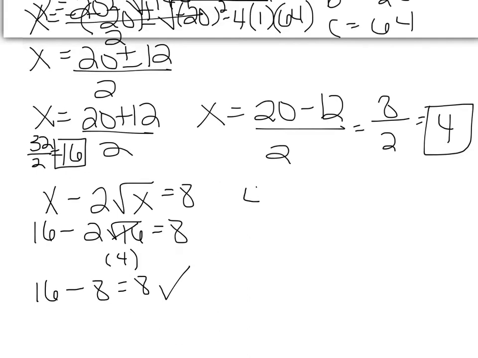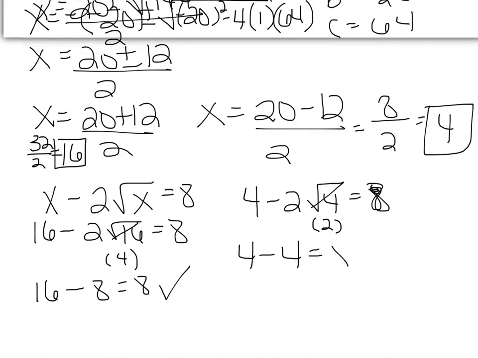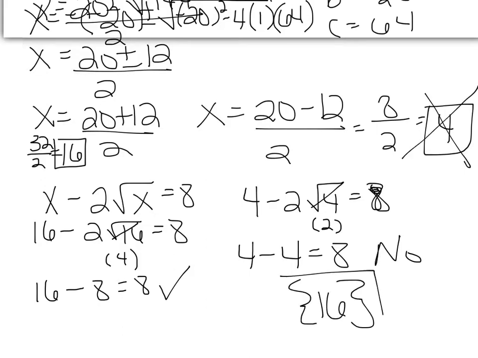Now let's plug in 4. 4 minus 2 square root of 4 is equal to 8. Square root of 4 we know is 2. So we have 4 minus 4 equals 8. That is not true, so 4 is not an answer. And your solution is just 16.